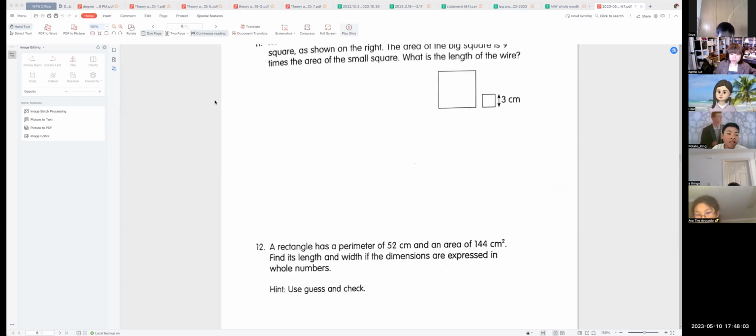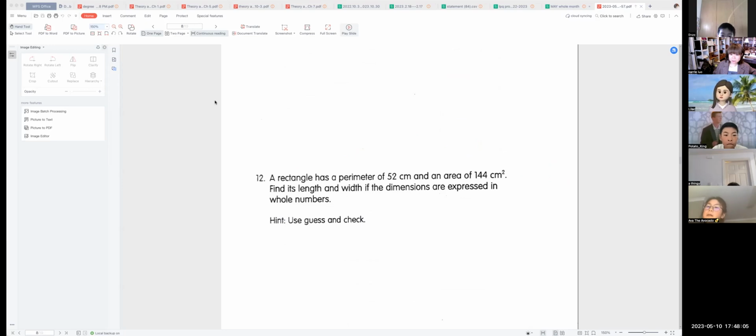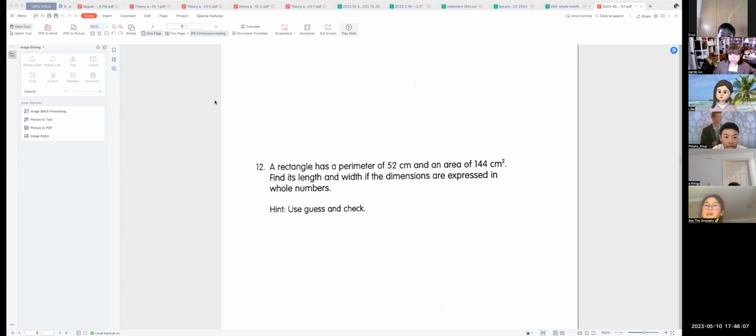Okay, we're doing perfect. Okay, number 12. A rectangle has a perimeter of 52 centimeters and an area of 144 centimeters square. Find its length and width if the dimensions are expressed in whole numbers. Okay, what's dimensions? 就是它的 measurement.